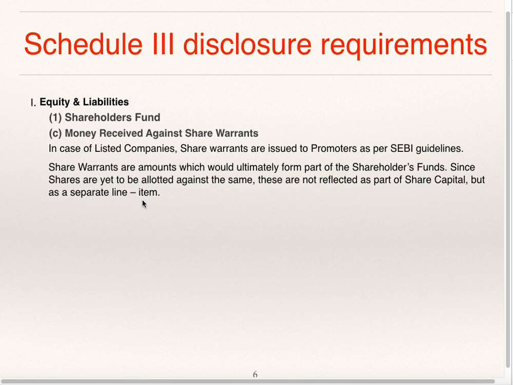Money received against share warrants. To the promoters of the company, share warrants are given. If money is received from these promoters, it is to be shown as a separate line item because as the shares are not issued, you cannot consider it as share capital. Once the shares are issued, these share warrants will get converted into share capital.